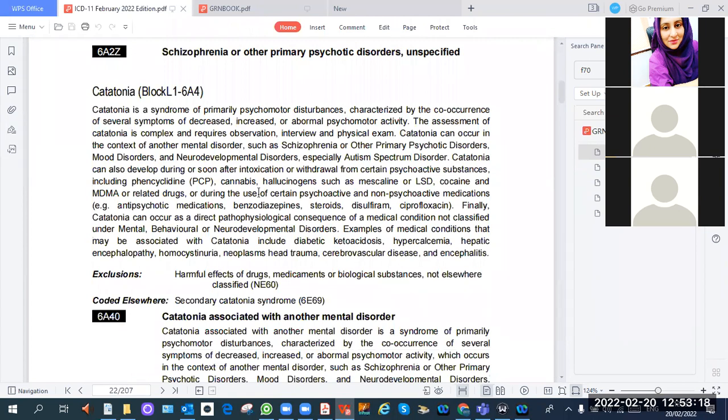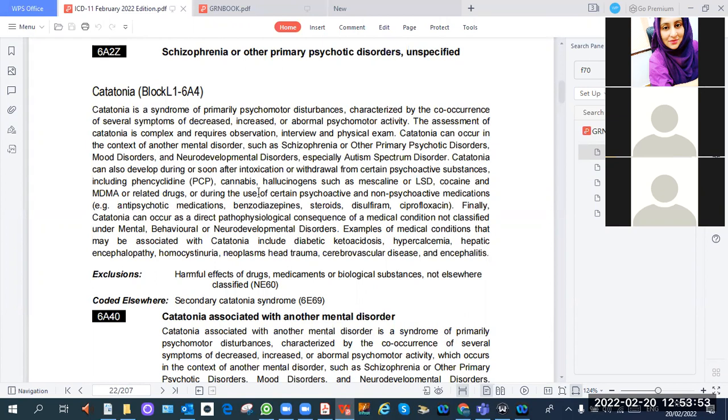Catatonia. Previously, it was catatonic schizophrenia, but now we know that catatonia can be associated with substance misuse. Catatonia can be associated with mood disorders, mania. Manic stupor is a catatonic state, for example. Delirium can result in catatonic features. Schizophrenia can result in catatonic features. Severe depression can result in catatonic features. Dissociative disorder can result in catatonic features. So catatonia in itself is a diagnosis now.